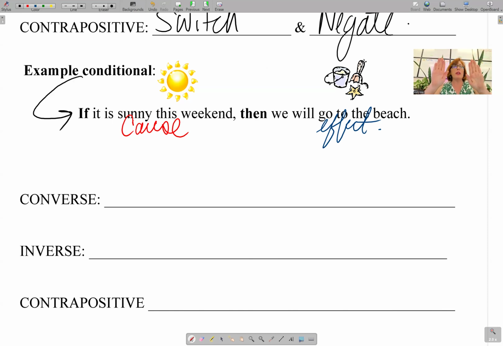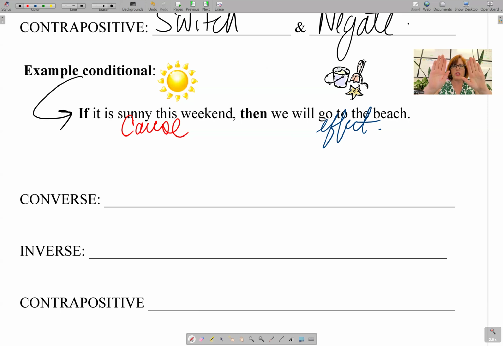Put your hands up. Repeat after me. If it is sunny, then we go to the beach. That's your conditional. Ready? Converse, switch. If we go to the beach, then it is sunny. Now, it doesn't matter logically whether or not this makes sense. You just need to know how to manipulate it. That's converse.